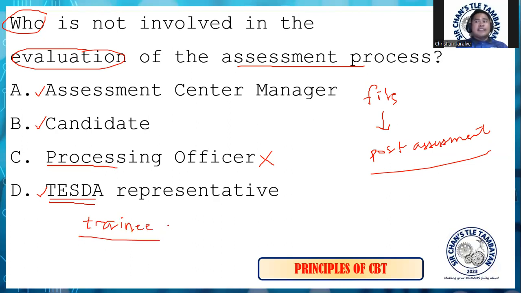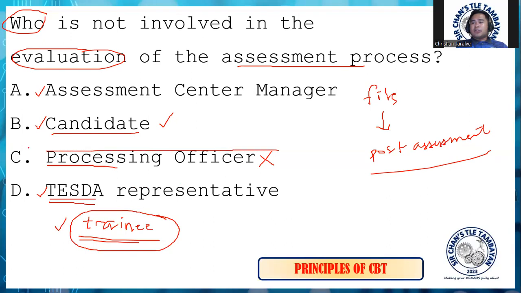On the day of the assessment, anong tawag sa mga trainee natin? They are not anymore the trainees. They are now candidates. Again, sa panahon na nagtitrain pa kayo kung paano gawin yung mga competency, tawag po sa kanila is trainee. Sa araw na mismo na mag-assessment na kayo, magkukuha na kayo ng NC2, tawag na po sa kanila is candidate. Okay? Yan po yung ating katawagan pala, no? Next question, the best answer here is processing officer.